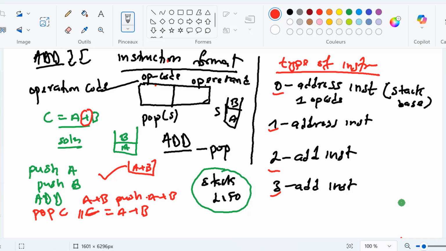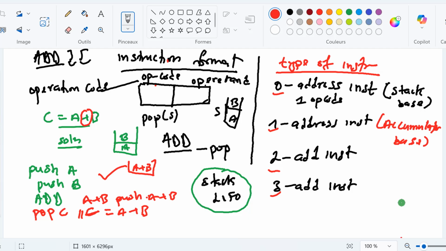Now, the one address instruction is also known as accumulator based. So when we talk about accumulator, just know it's one address. This is a type of instruction where we precise one opcode and one operand. When you define two address, the same thing: a type of instruction where we precise one opcode and two operand values. Three address, a type of instruction where we precise one opcode and three operand values. So it's just easy like that. Don't stress yourself.